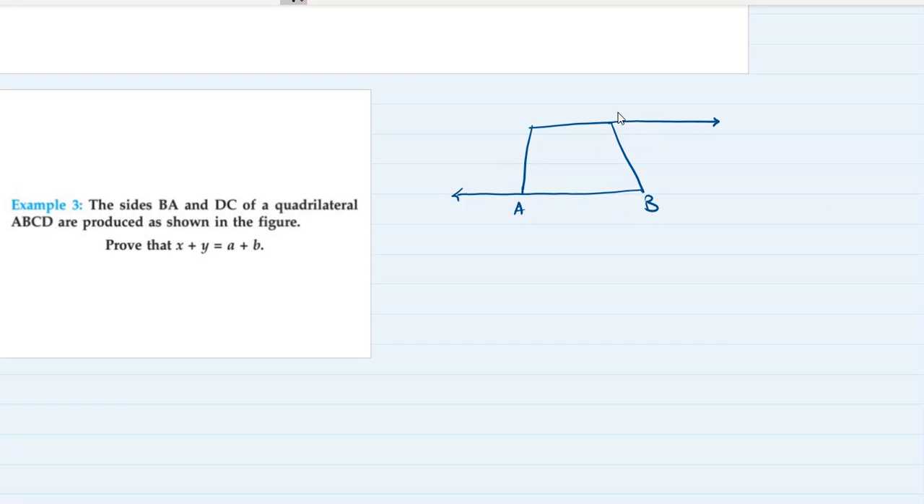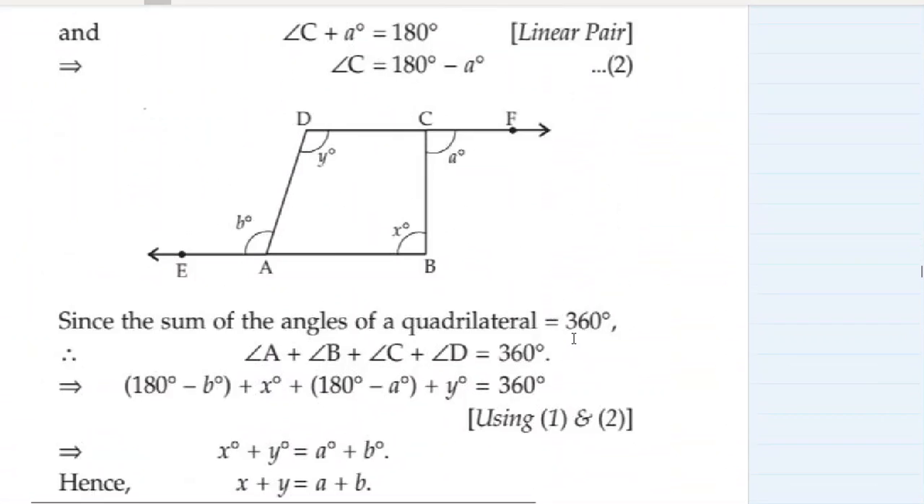A, B, C, D. This is F. This is E. So sides BA and DC of a quadrilateral are produced as shown in the figure. Prove that x plus y is equal to a plus b. Let's see what is x plus y and what is a plus b.